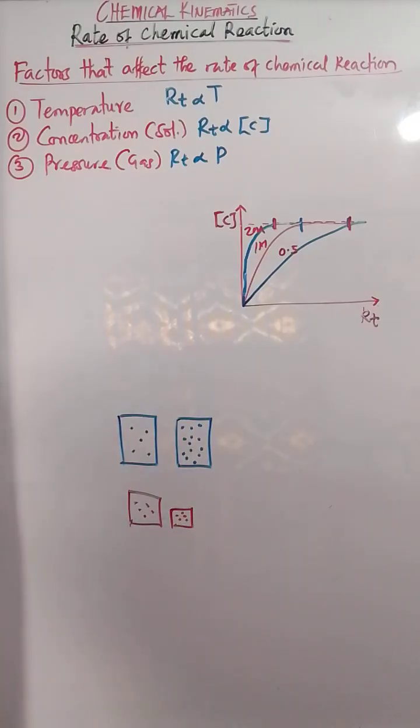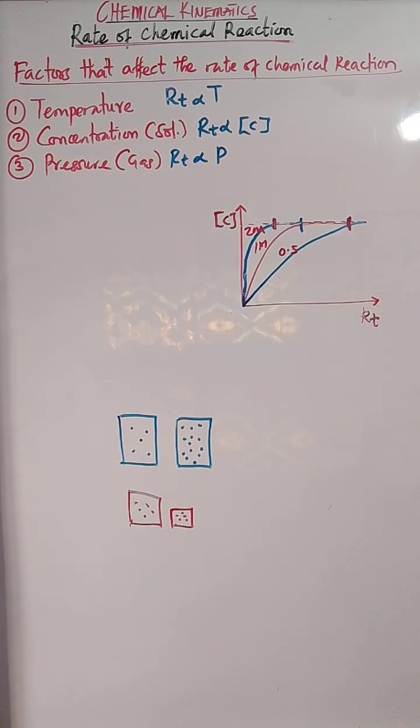As you can see, the parts are closer. So in this case, what happens? The rate of chemical reaction will increase. The more the pressure, the faster it will occur. The lower the pressure, the slower it will occur.